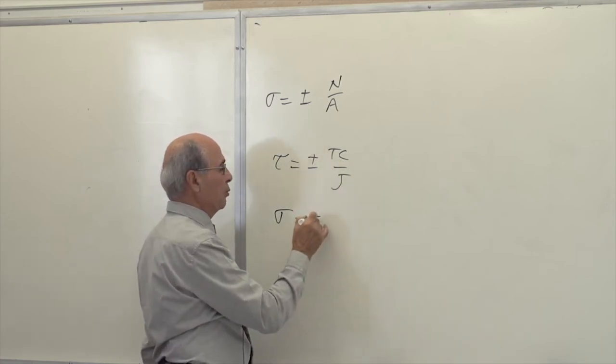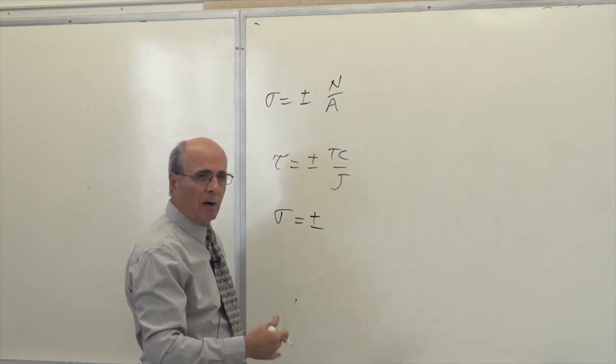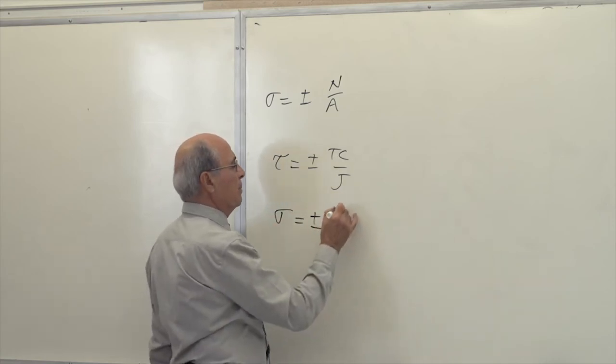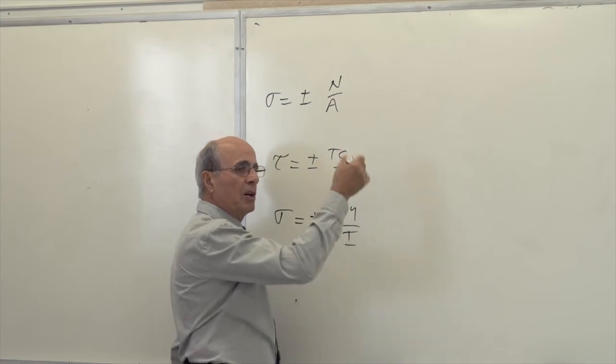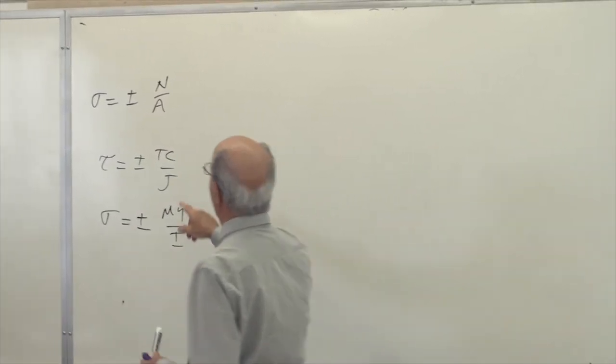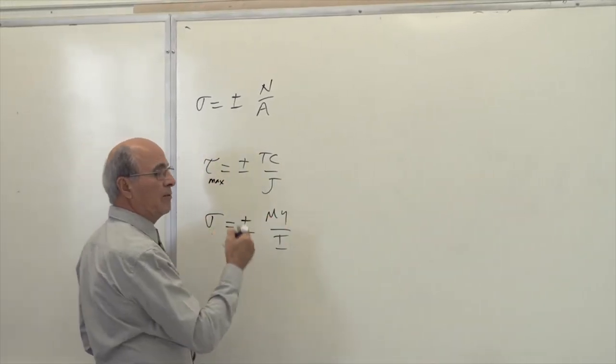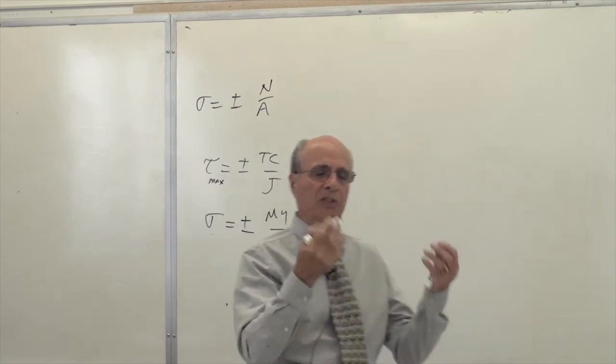That sigma was equal to what? Plus minus, you just saw it, Mc over I, or My over I in general, you're right. But on the top, we call it Mc over I, the sigma max. Is that correct or not? By the way, this was also max. So if I put M max here, I have to change y to c. But that's okay. That's the distribution of stress.